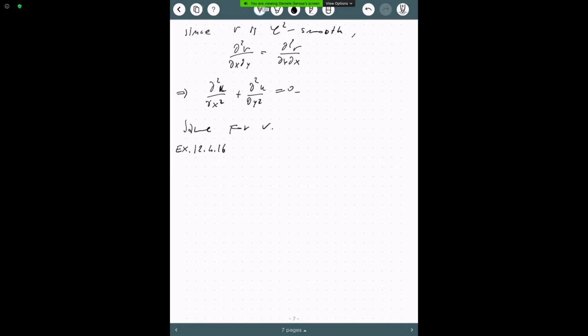More detailed study of a function. So we have the function f of x, y, which is defined by cases. It's defined as 2xy divided by this expression if (x,y) is not equal to (0,0), and 0 if (x,y) is equal to (0,0).